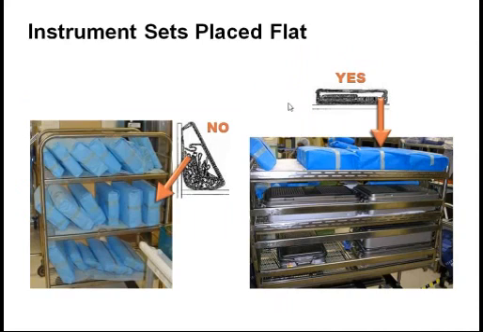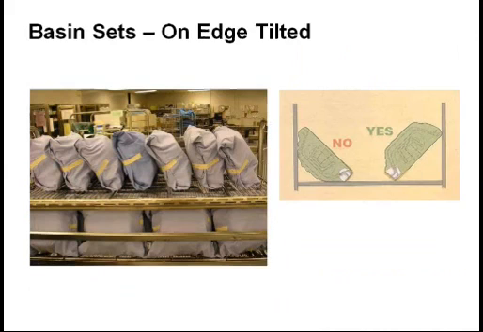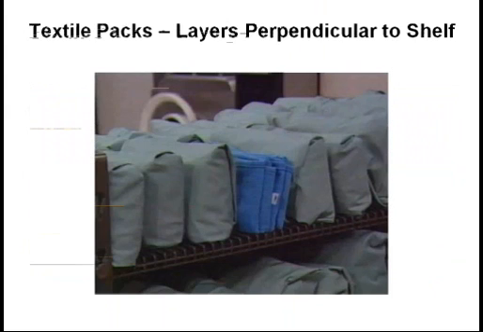Instrument sets must always be placed flat on sterilizer carts. This is an example of properly loaded basin sets with the landmarks on the top. For more efficient air removal, steam penetration, and evacuation for drying, position the textile pack so that the layers within are perpendicular to the shelf. The unwrapped blue towels in the center demonstrate the correct orientation of the pack.